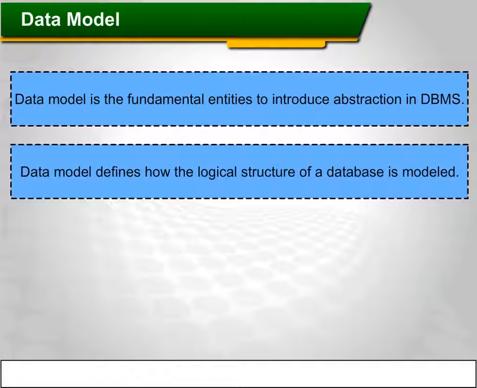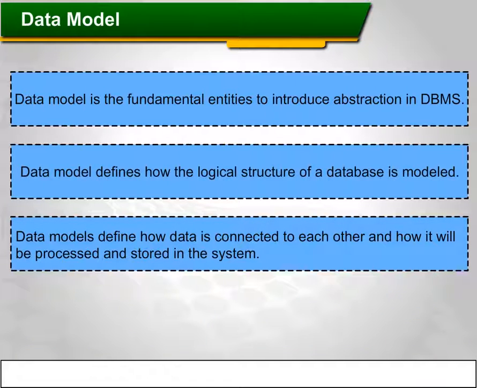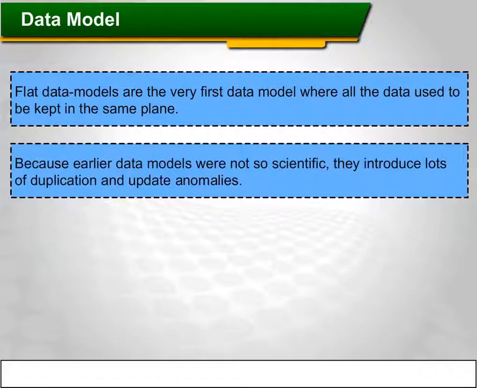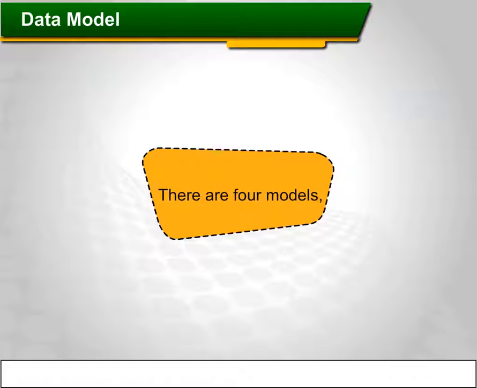Data model is the fundamental entity to introduce abstraction in DBMS. Data model defines how the logical structure of a database is modeled. Data models define how data is connected to each other and how it will be processed and stored in the system.